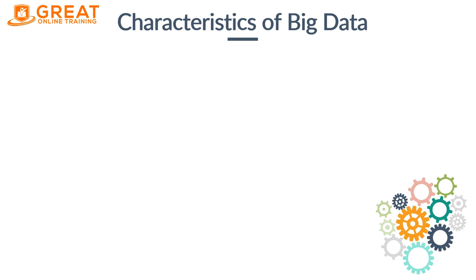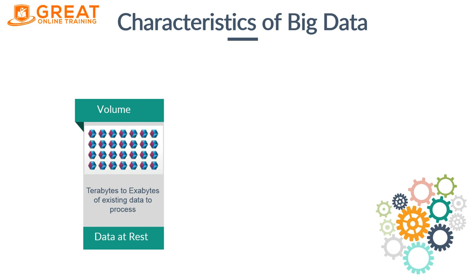Characteristics of big data. How can we say whether data is big data or not? Based on these characteristics, we can easily say. The first one is volume. As the name says, big means very huge data. The size is in the form of terabytes or exabytes, which needs to be processed. Simply, we can say this is data at rest.